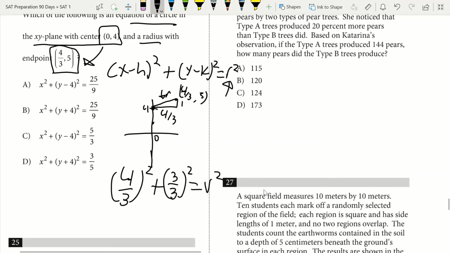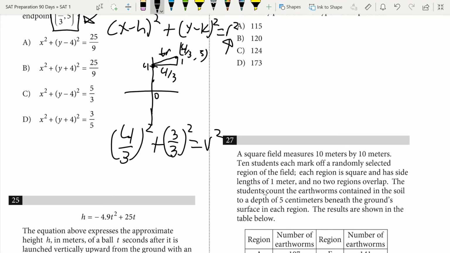So what we're going to do then is apply the square over to that 4 and over to that 3. Okay, so we're going to end up with 16 over 9 plus 9 over 9. We can go ahead and add those since they have a common denominator, and that'll give us 25 over 9 equals our radius squared. We see our options with 25 over 9 are A and B.